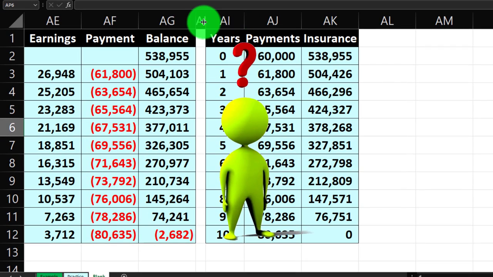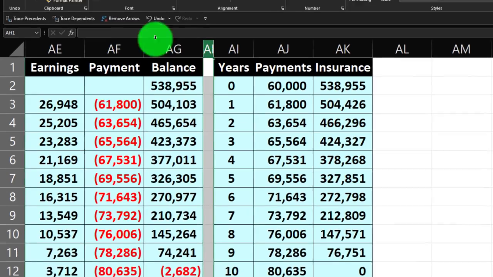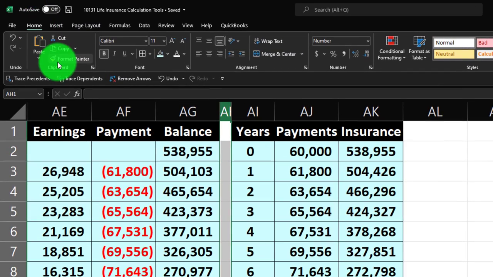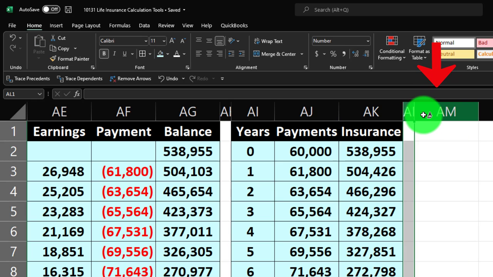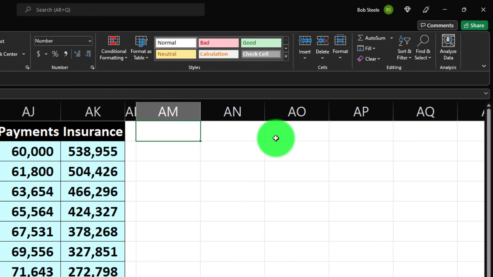We're going to say, okay, let's make a skinny column. I'm going to take this skinny column, go to home tab, and use the format painter. I'm going to make AL skinny. And then we're going to say college, cost of college.